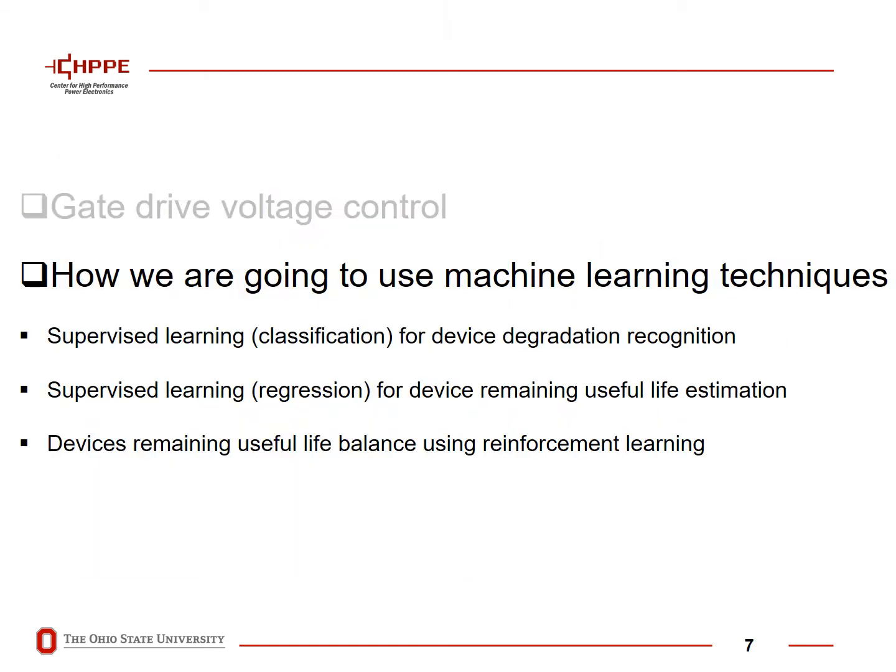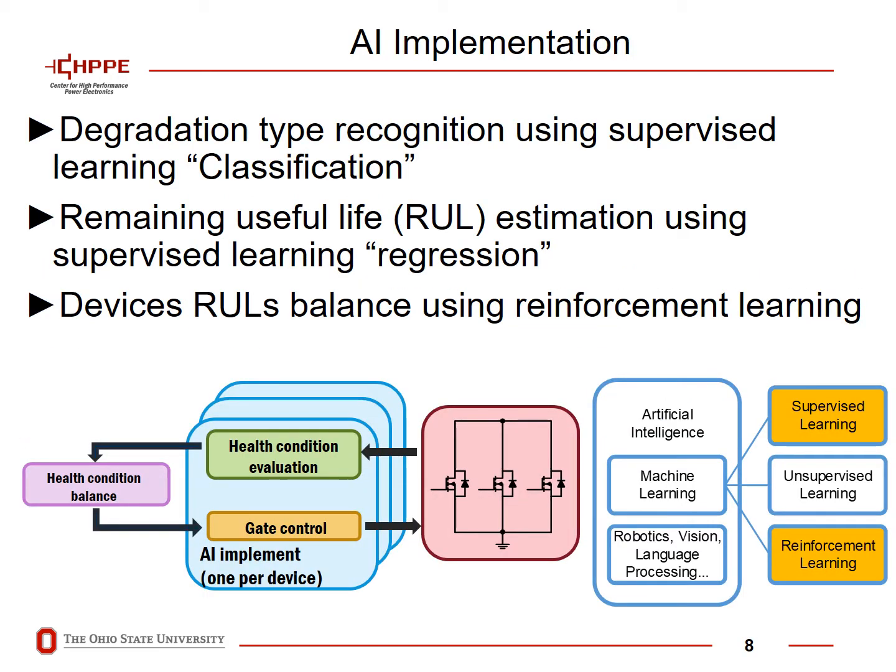Then I'll talk about how we plan to implement machine learning algorithms. So first, artificial intelligence has the biggest scope. Machine learning is a subset of artificial intelligence. And under machine learning, we have 3 big categories: supervised learning, unsupervised learning, and reinforcement learning.